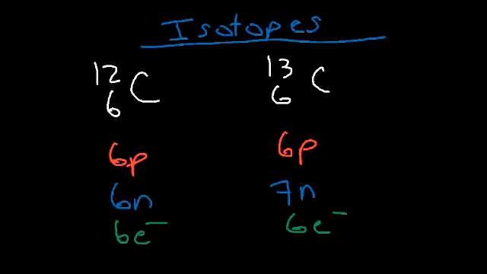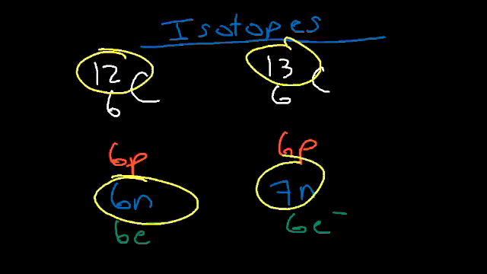Isotopes differ in two things. They differ in the mass number and in the number of neutrons. So make sure you remember these facts. Isotopes have the same number of protons, the same atomic number, and are composed of the same element. Isotopes differ in the neutron number and in the mass number.